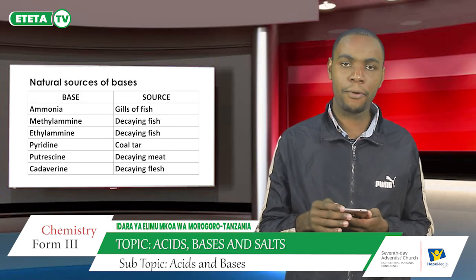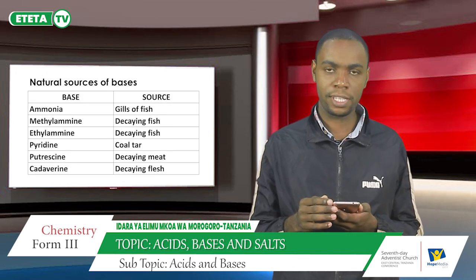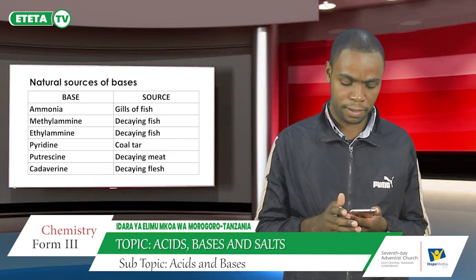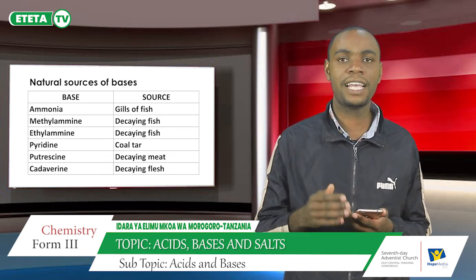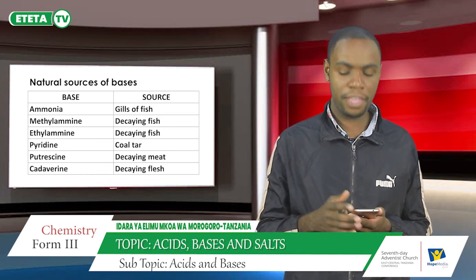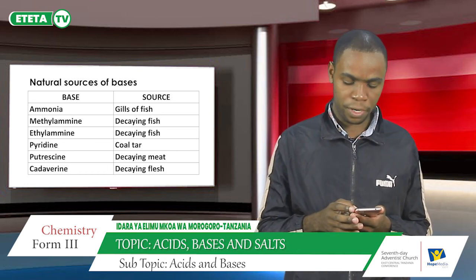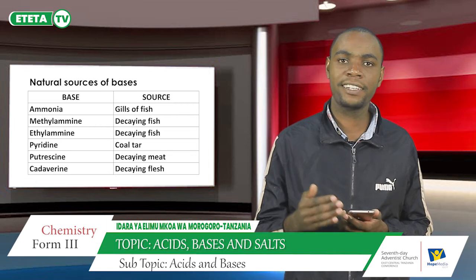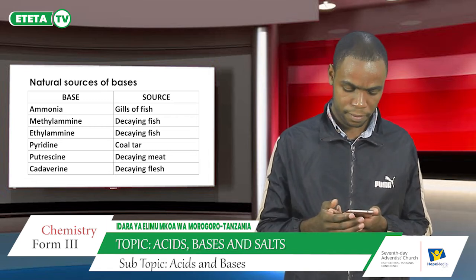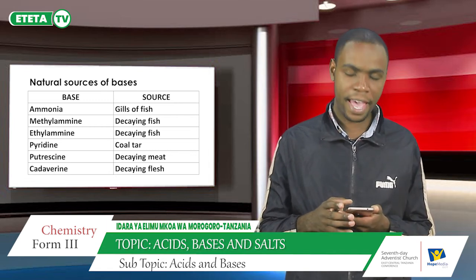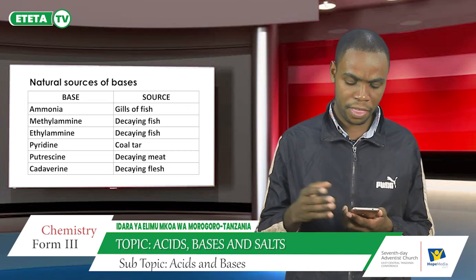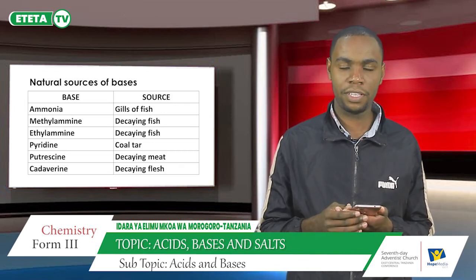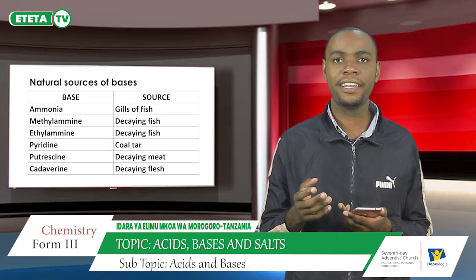Now, I'm going to explain the natural sources of bases. Here, we are going to look at the bases and their sources, starting with the first one, ammonia. Ammonia is found in the gills of fish. Another is methylamine. This methylamine is found in decaying fish.